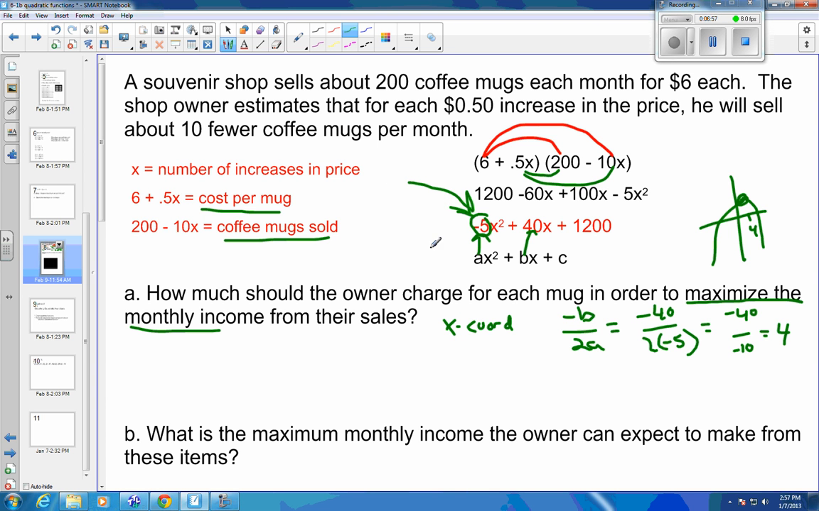Let me do that. That's a little bit clearer. Okay. So total, I guess total income, not really profit. Income. Total income is that whole formula. Now I can see everything.